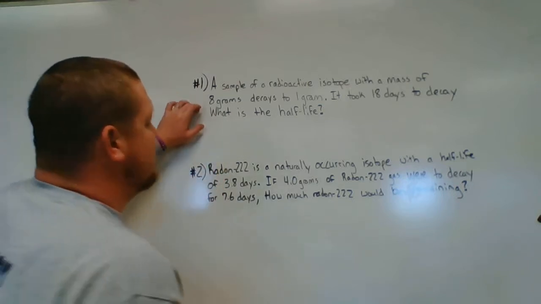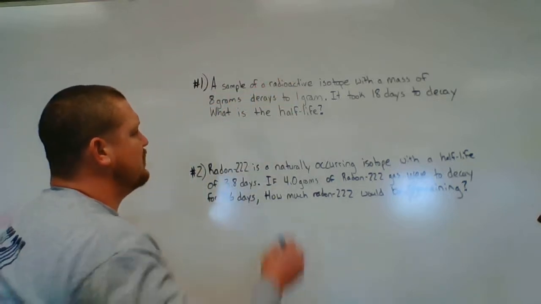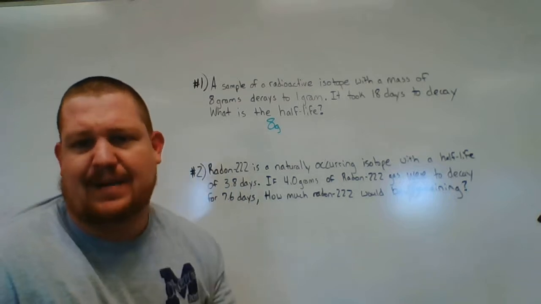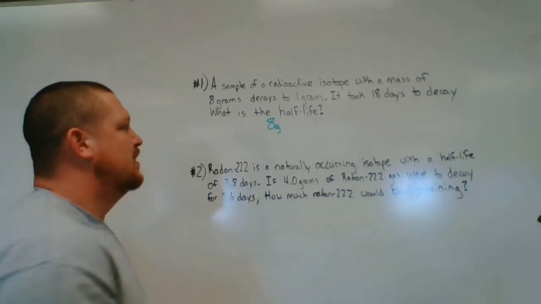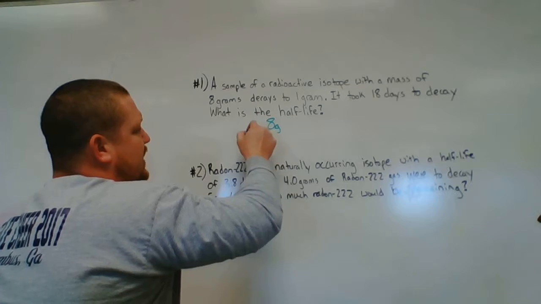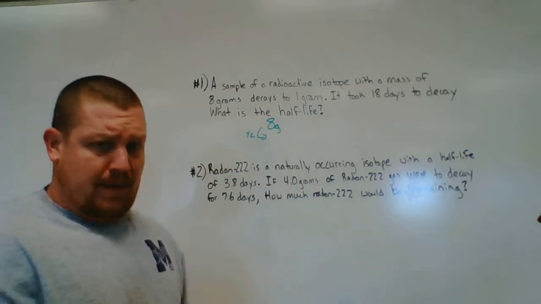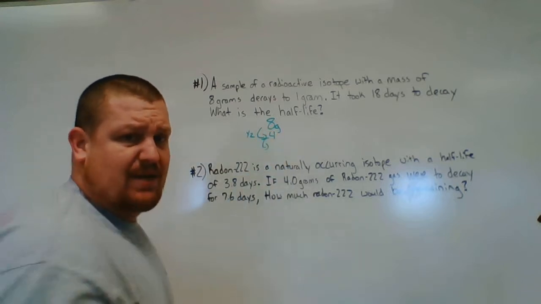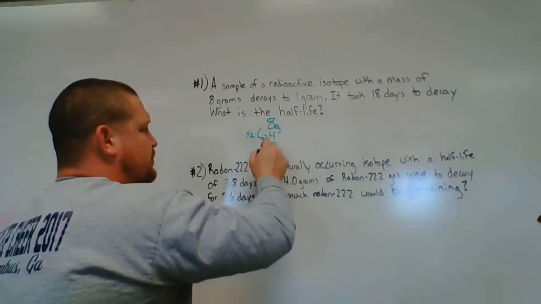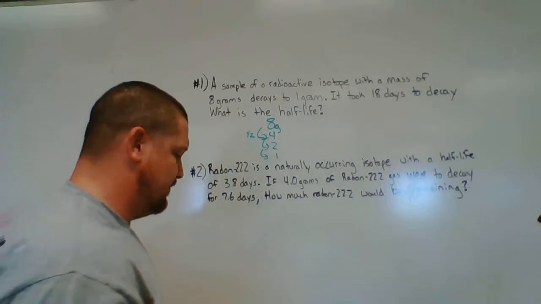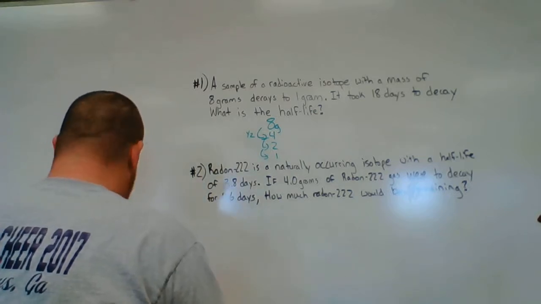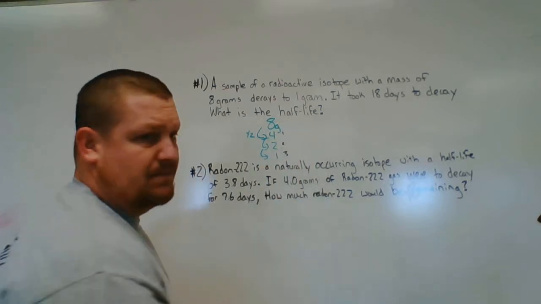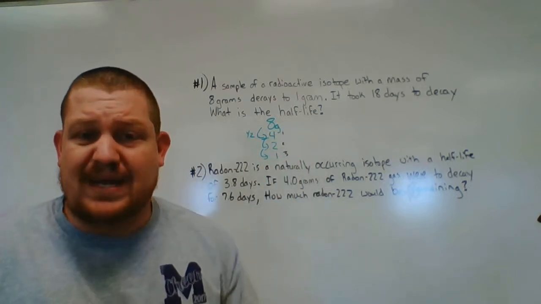So if we went from 8 grams to 1 gram, we'll start with 8 grams. First thing, how many times do you have to halve 8 to get to 1? Half of 8 is 4. That isn't 1, so we halve it again. That's 2. Halve it again, and that's 1. So we halved it 1, 2, 3 times. It went through 3 half-lives.